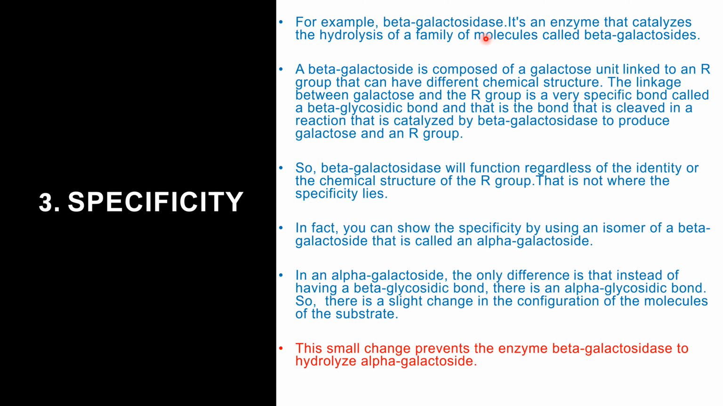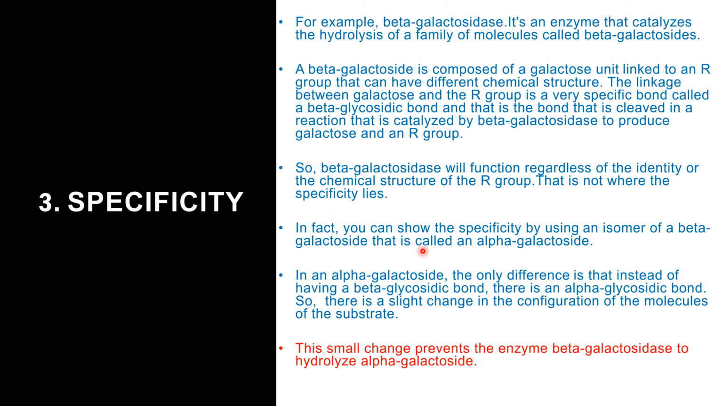The beta galactosides are composed of a galactose unit linked to an R group that can have different chemical structures. That could be aromatic, that could be anything. But the linkage between the galactose and the R group is a very specific bond called a beta glycosidic bond. And that is the bond that is cleaved in a reaction catalyzed by beta galactosidase to produce galactose and an R group. So beta galactosidase will function regardless of the identity or chemical structure of the R group. That is not where the specificity lies.